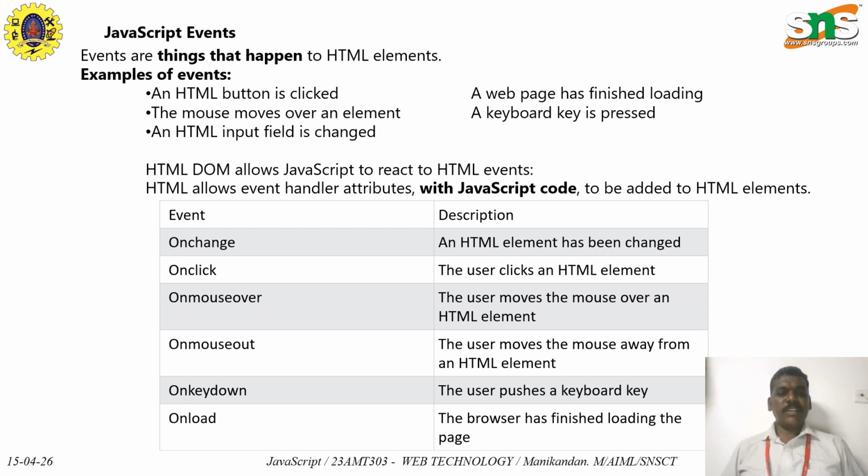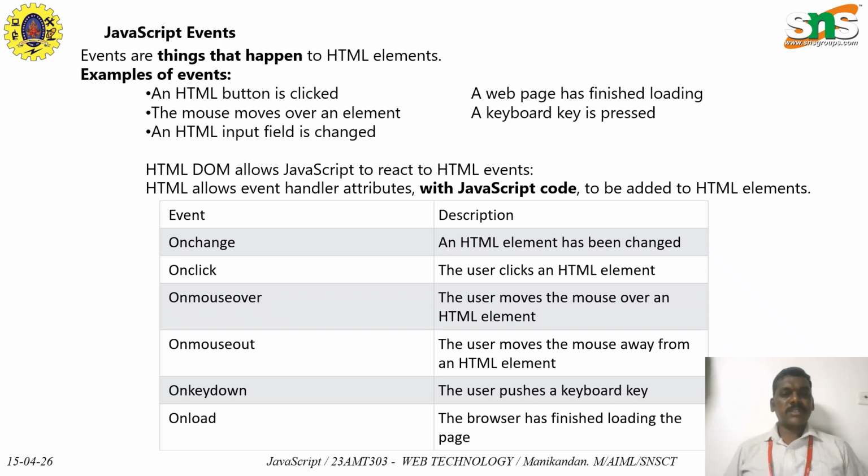So these are some of the events which will happen on a system. First, onchange: an HTML element has been changed. While onchange happens, some of the elements will be changing based on the JavaScript functionalities. The second one is onclick. The user clicks on an HTML element. It may be a button click or operations like a submit button or OK button. Like that, we will be invoking the onclick option.